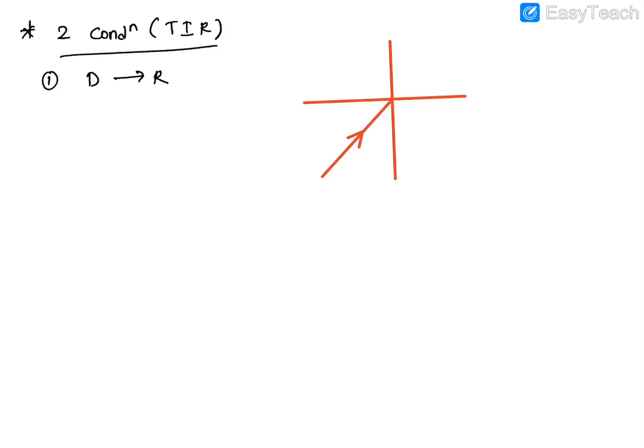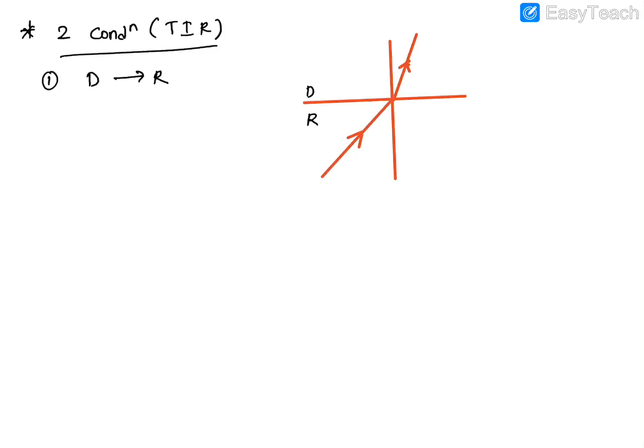Away from the normal. But if it is going from rarer to denser, will the light ray go away from the normal? No. It will go towards the normal. Got it? And because it will go towards the normal, the angle of refraction will never be 90 degrees, and it will never lead to total internal reflection. That's why. So remember, it is compulsory that the light ray must go only from a denser medium to a rarer medium.